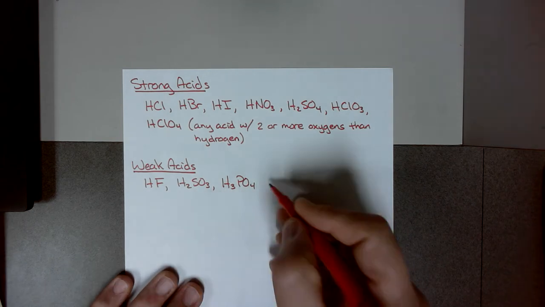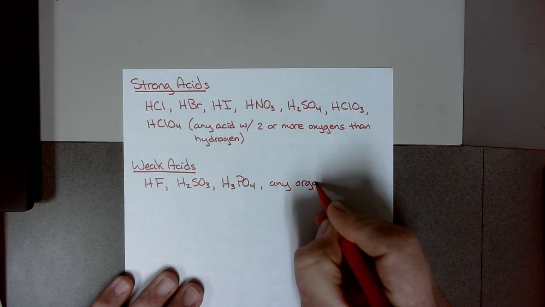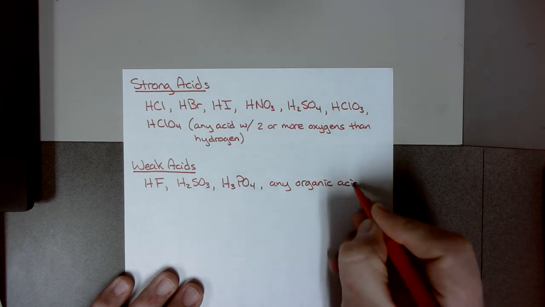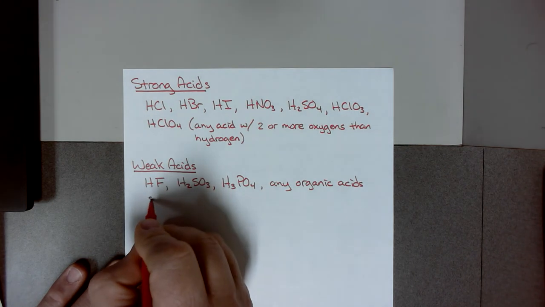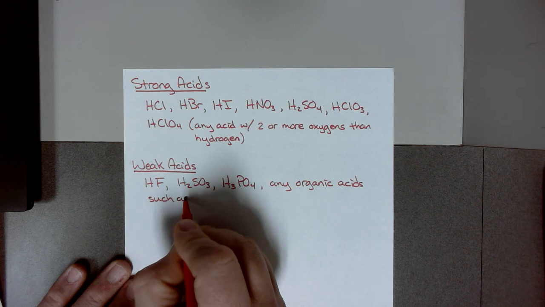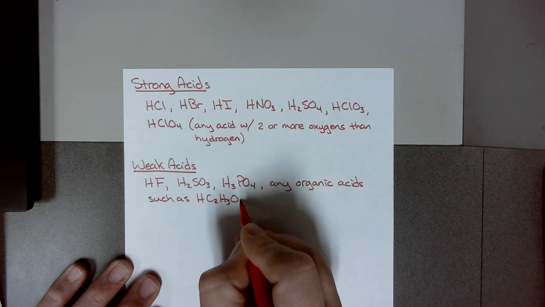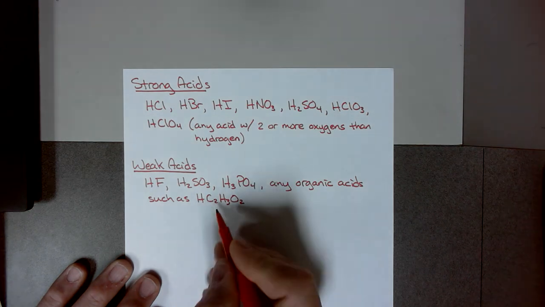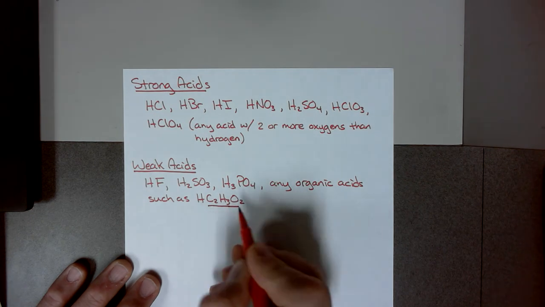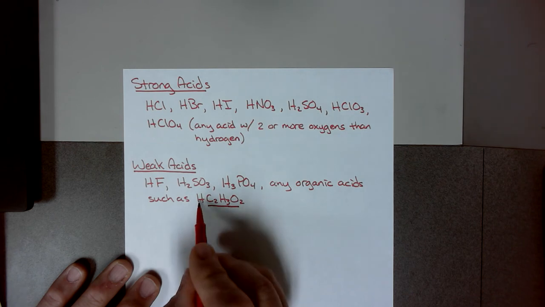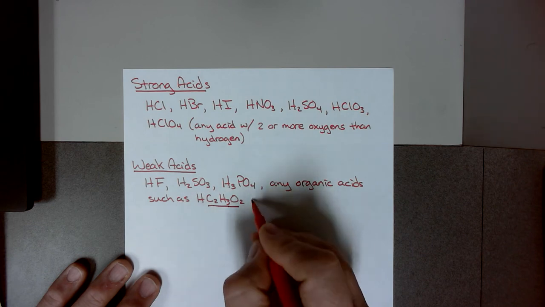And then any organic acids, or you can say all organic acids are weak. All organic acids such as HC2H3O2. This is an acetic acid, and I know it's organic because I have a bunch of carbon and hydrogen, and of course in this case oxygen, and that makes it an organic acid. So any organic acids such as acetic acid are weak acids.